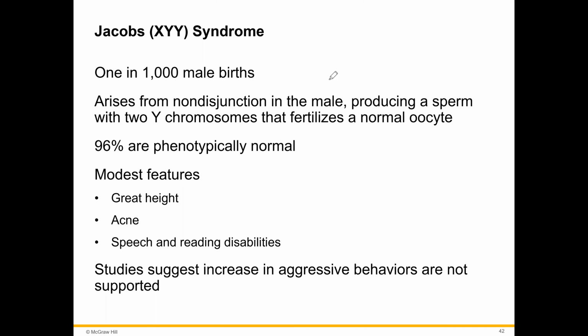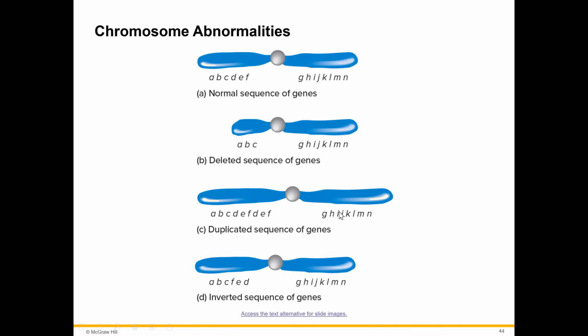So now you can see here how an alteration in a sex chromosome doesn't have that huge, drastic effect on phenotype. 90% have a normal phenotype. Some modest features include great height, acne, speech and hearing disabilities. Before, they suggested that those people are more aggressive, but new studies on aggressive behavior did not support that statement that those people are more aggressive because of one extra Y chromosome. That's not true.